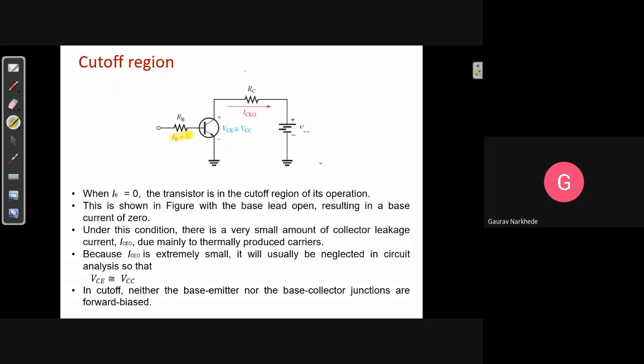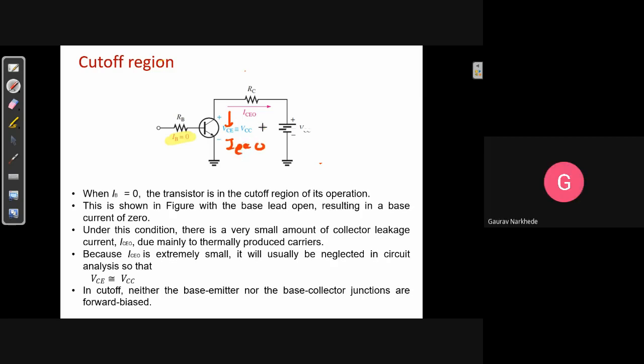In the cutoff region what is IB? IB is equal to 0. So IC will be, listen, in the cutoff region, are both the diodes in forward or reverse bias? Reverse bias. Both diodes are in reverse bias. IB is becoming zero, so some current here should also not flow. How much should IC be ideally? IC is also 0, right?